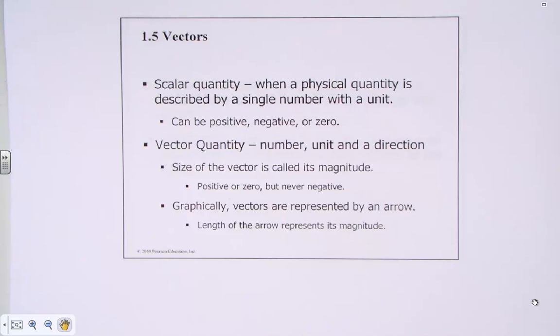If I want to turn that speed into a vector quantity known as velocity, I have to indicate direction. The size of the vector is called its magnitude. If I'm traveling 50 miles per hour west, I've now turned my speed into velocity, which is a vector. And vectors can be graphed. Vectors are represented by an arrow where the length of the arrow represents its magnitude.